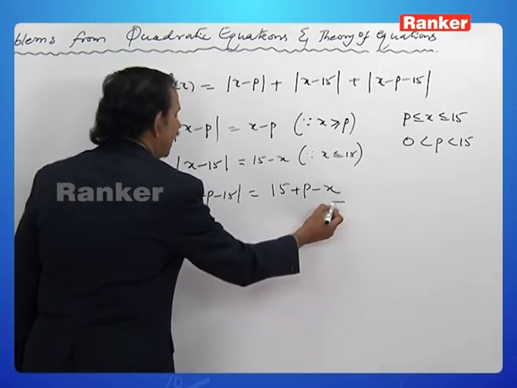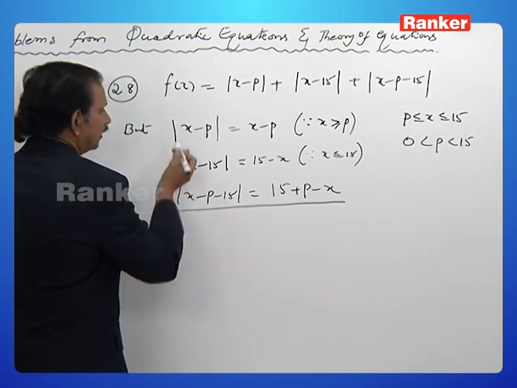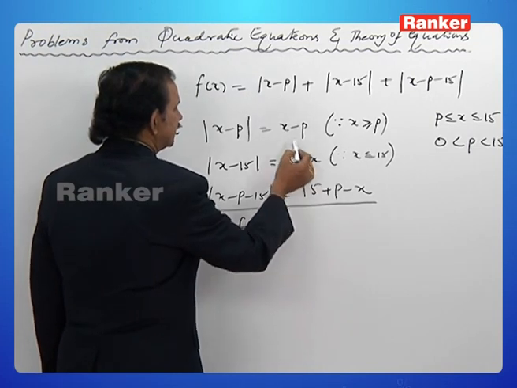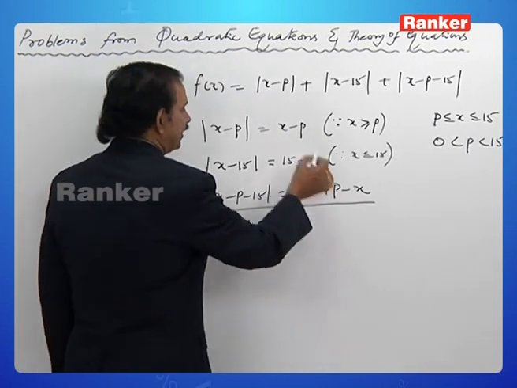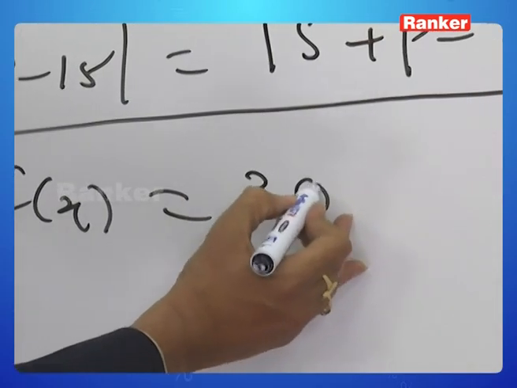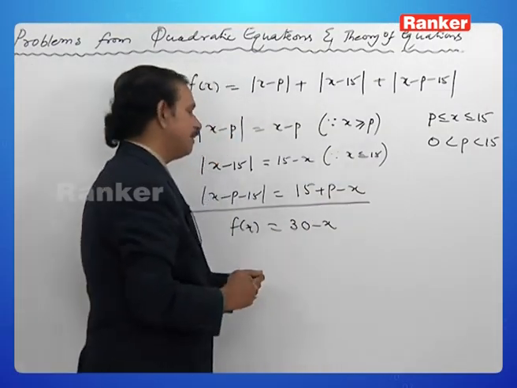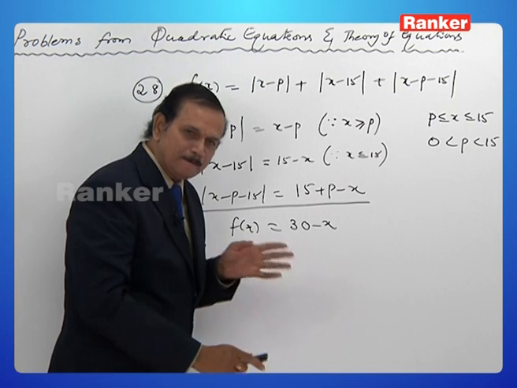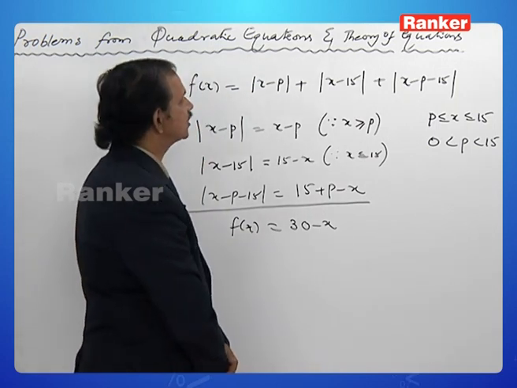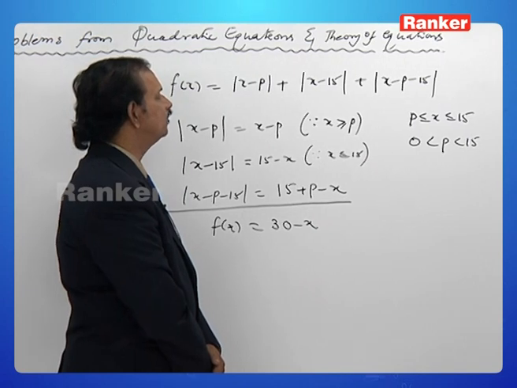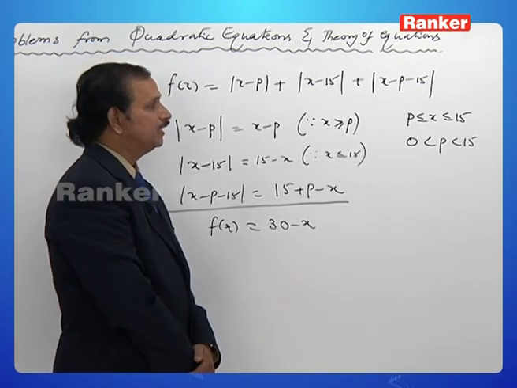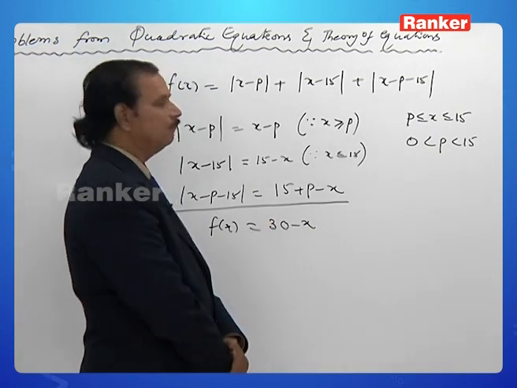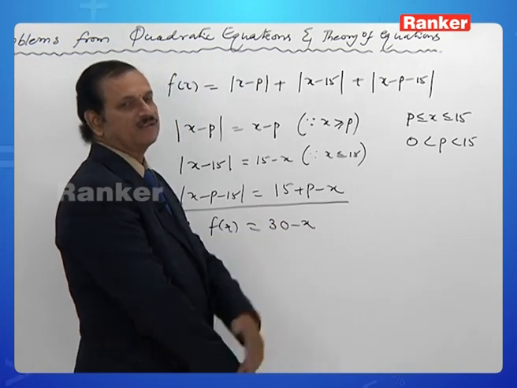Now let me add all these things. LHS will be f of x. RHS will be plus x and minus x will go away, plus p and minus p will go away, and you have 30 minus x. F of x is 30 minus x. Well, when can this f of x be minimum? What is the range of x actually? It lies between p and 15. But p lies between 0 and 15. When can it be minimum? If x is 15, then it will be minimum.